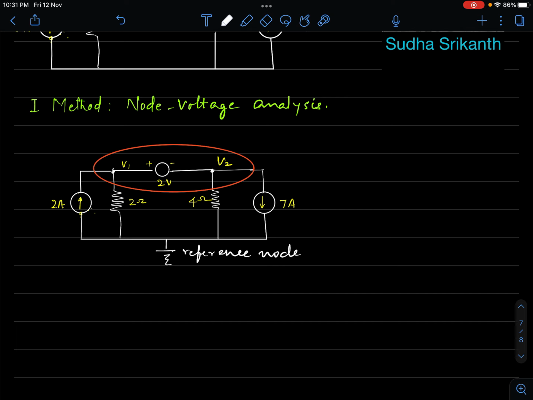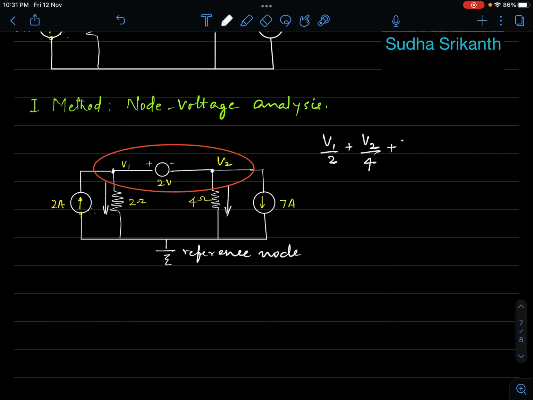Now with the supernode, I'll write the KCL equation. I assume that the current here is away from the node, and here the current is also away from the node. I'll write the equation encompassing this entire supernode. So what is the equation I get? At node 1, where the voltage is V1, the current that leaves the node is V1 divided by 2, and the supernode comprises V2 also. The current that leaves that node is V2 divided by 4.